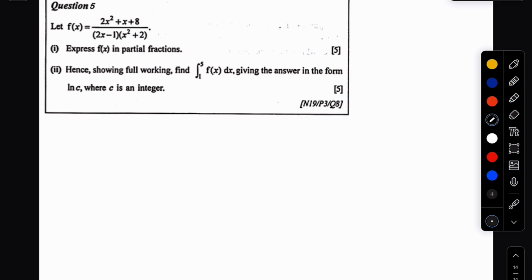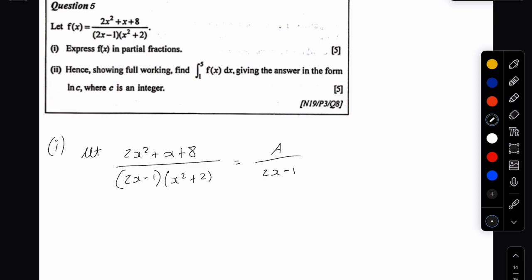Alright, guys, now for this question, it's all about knowing the form that we have to put the partial fraction in. Okay, so what I'm going to say is the following. Let 2x squared plus x plus 8 over 2x minus 1 times x squared plus 2 equal A over 2x minus 1 plus bx plus c over x squared plus 2.